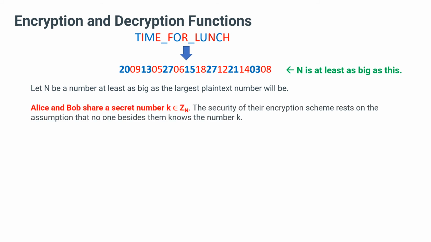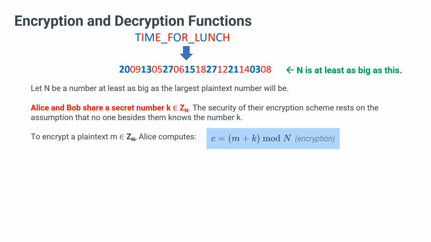Now, Alice and Bob would share a secret number, and this number is going to be an integer, and it says in Z sub capital N, meaning, remember, Z is the integers, capital N means that's as high as we're going. Okay, so K would be some integer 0 up through N, capital N. The security of their encryption scheme rests on the assumption that no one besides them knows this number K. Okay, K is the secret key. So here's the scheme.